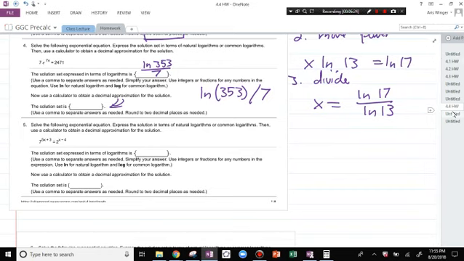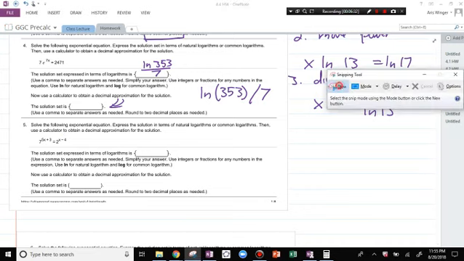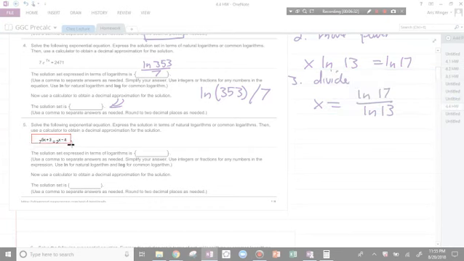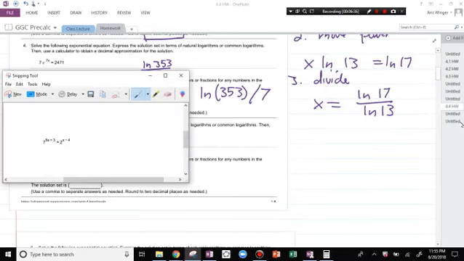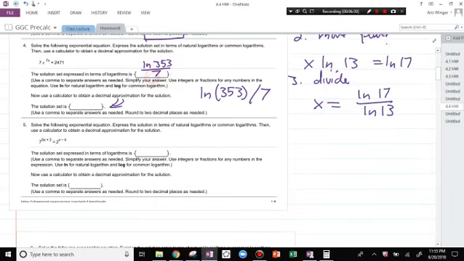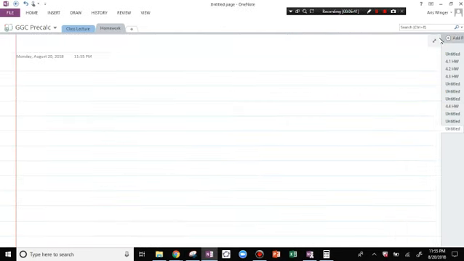Number 5, the bases are not equal, and so you've got some work to do here. 7 to the 5x plus 3 equals 2 to the x minus 4.